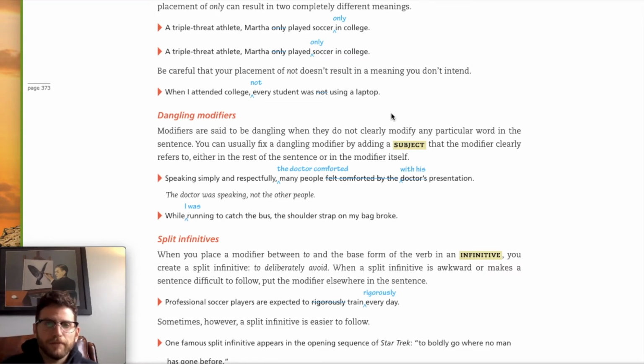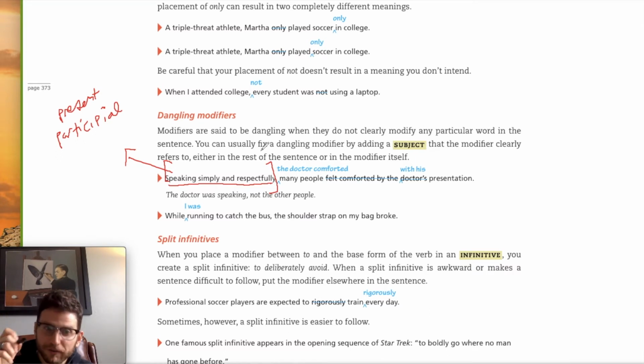Okay. So have a look at this example here. Speaking simply and respectfully. So let's have a look. Okay. What kind of modifier is that? It's an ing. It's a participial phrase. More specifically, present participial. Okay. Now, grammatically, what is it modifying? It's modifying whatever is coming immediately after it. Okay. Whatever is coming immediately after it.